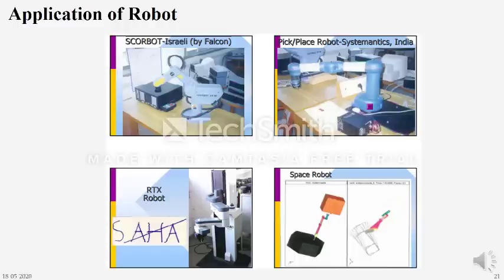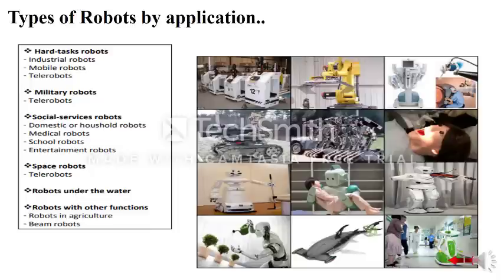Robots are mostly widely used in pick and place robots, space robots, military robots, inspection robots, and industrial applications in automation, inspection, and welding. Robots are widely used in hazardous places where human beings cannot interact. These are some of the applications the robots can be used for.